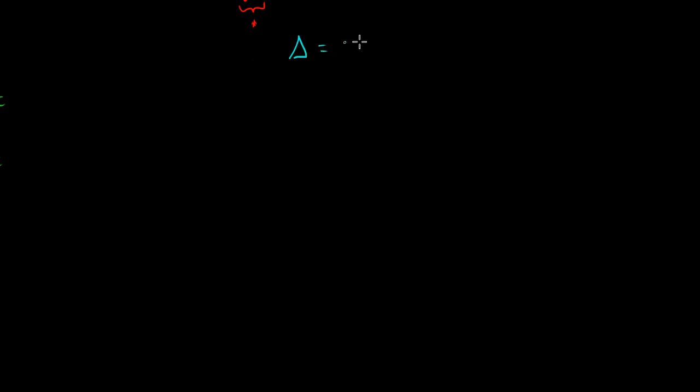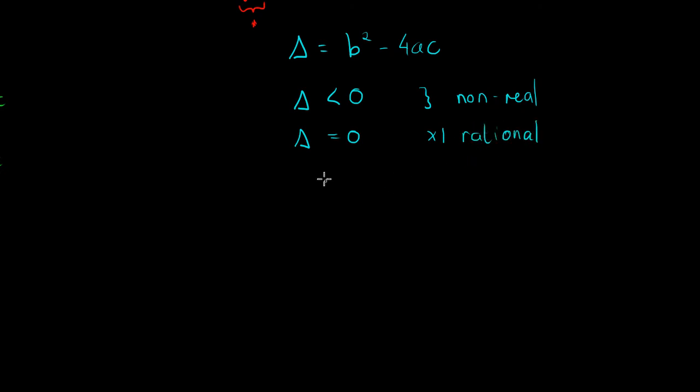Nature of roots is all to do with the discriminant, which is b squared minus 4ac. If the discriminant works out to less than 0, then we know that the roots are non-real. They're not really roots. If the discriminant is equal to 0, then I've got one rational root. And if it is greater than 0, I have 2 real roots. Not rational, but real roots.